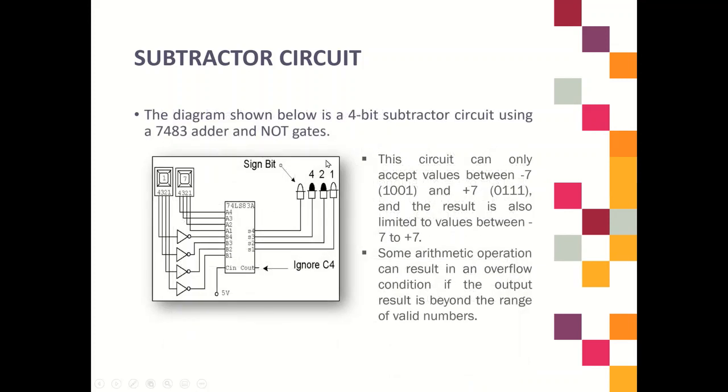And then this diagram shows you the 4-bit subtractor circuit using the 7483 adder, which is a full adder, in Circuit Maker. So this is the circuit drawn in Circuit Maker. You will learn in your lab session how we can perform the subtraction and of course the addition by using the devices in Circuit Maker.